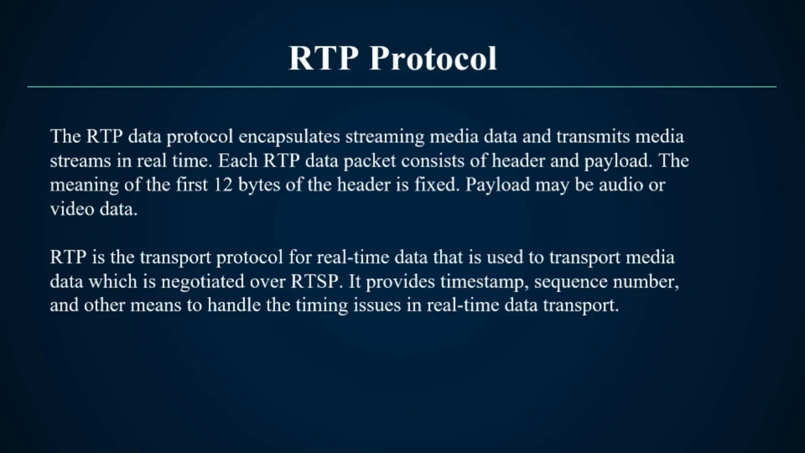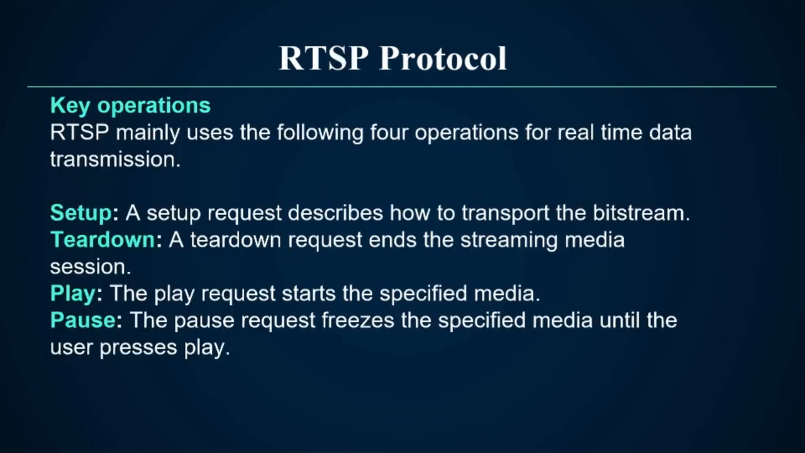RTP is the transport protocol for real-time data that is used to transport media data, which is negotiated over RTSP. It provides timestamp, sequence number and other means to handle the timing issue in real-time data transport. Basically, RTSP uses the following four operations for real-time data transmission.